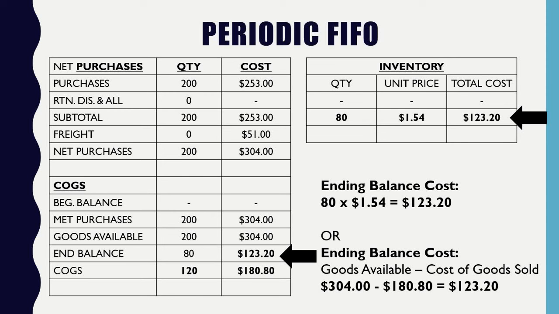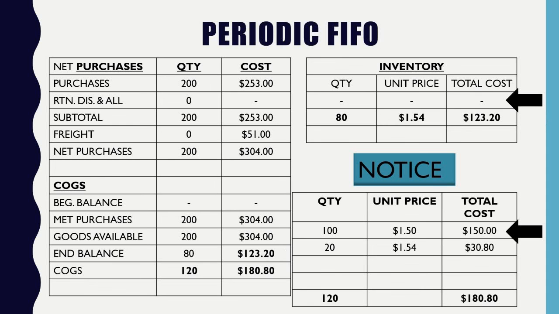Or you could simply do this. You could take your total goods available, because here my total cost of 200 of those units gave me a total of $304. Since I solved for my cost of goods sold to be a total of $180.80, I can simply take my goods available of $304, subtract my cost of goods sold of $180.80, and I should get the same exact answer of $123.20.